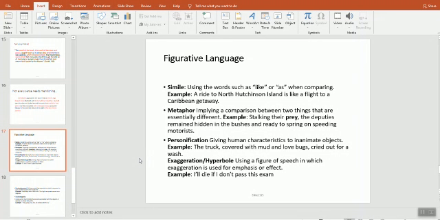So exaggeration or hyperbole, it's a figure of speech in which exaggeration is used for emphasis, like I'll die if I don't pass this exam. Or if you say, oh my god, I'm burning with fever. So you are not actually burning, you are not actually dying, you are just exaggerating it, you are just overstating it, overemphasizing it.